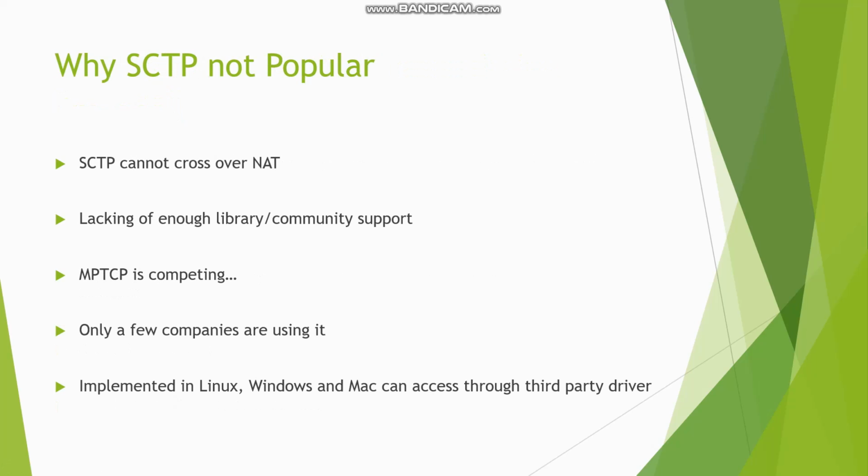Why is SCTP not popular? SCTP cannot cross the NAT, which is extensively used in reality, and the community seems to still remain immature, lacking enough library support and development. Furthermore, the multi-homing feature increased the complexity for developers to implement the stack, and also MPTCP is addressing the multi-homing needs, which is competing with SCTP. Due to the above reasons, SCTP is being used by a few companies but not many. Many modern OSes have implemented SCTP, including Linux and Windows, and Macs have access to SCTP by installing a third-party driver.